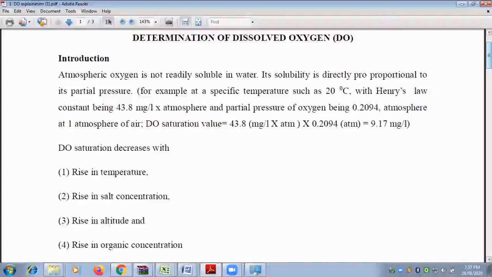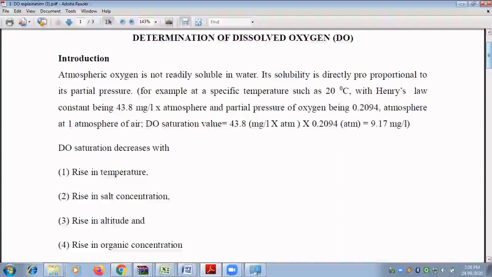So for example, at a specific temperature of 20 degrees Celsius, with Henry's law constant being 43.8 mg per liter, the partial pressure of oxygen being 0.2094 and the atmospheric pressure being 1 atm, we can find out the DO saturation value at 20 degrees Celsius by putting in the values: 43.8 into 1 into 0.2094 comes out to be 9.17 mg per liter. So now this is the DO saturation value.